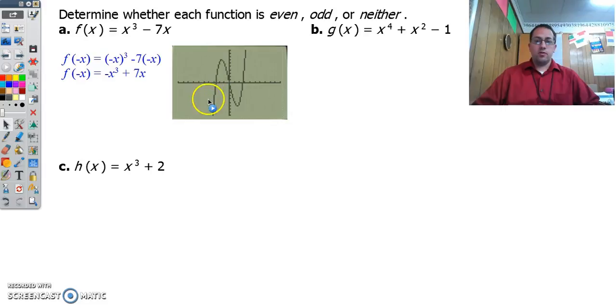And if we wanted to look at the graph, there's the graph. You see this is symmetrical about the origin. I could take this and spin it around. It would look exactly the same. So this is odd.